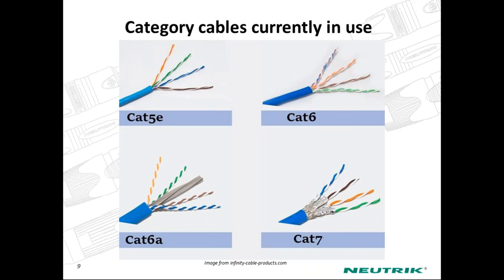Cat7 does away with that barrier that Cat6a has, but Cat7 adds shielding for every twisted pair as well as an outer shield. So you can see that as we keep moving forward, what we're trying to do is do everything we can to shield that cable from alien signals coming in.